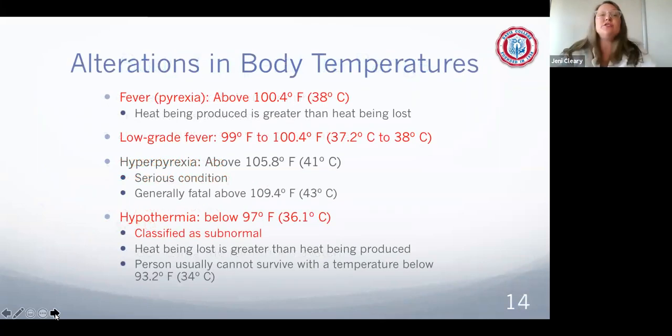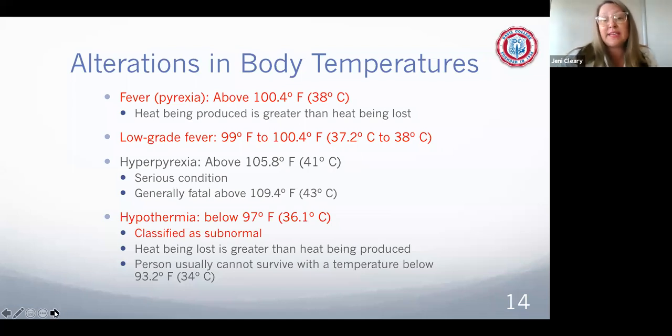Alterations in body temperature: the fever, which is a pyrexia. This is above 100.4 degrees. Heat being produced is greater than heat being lost. A low-grade fever is 99 degrees Fahrenheit to 100.4 degrees. Hyperpyrexia is a fever above 105.8. This is a serious condition, generally fatal above 109.4 degrees.